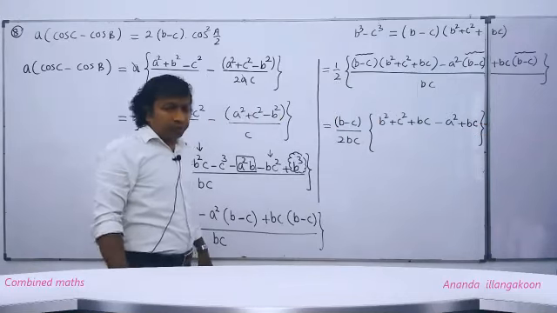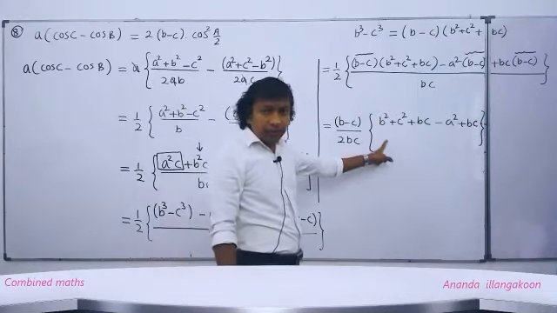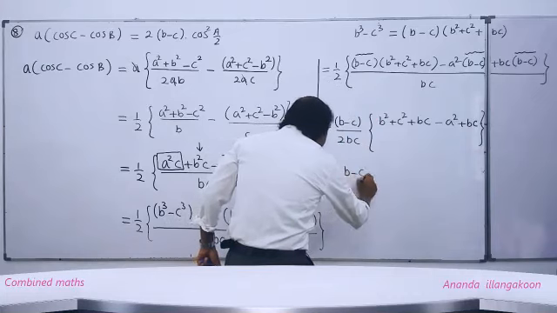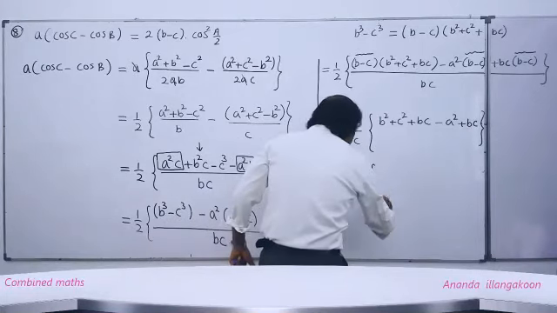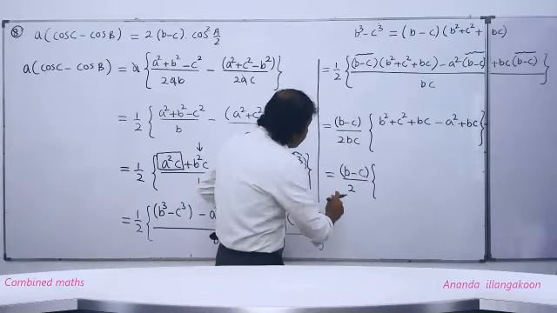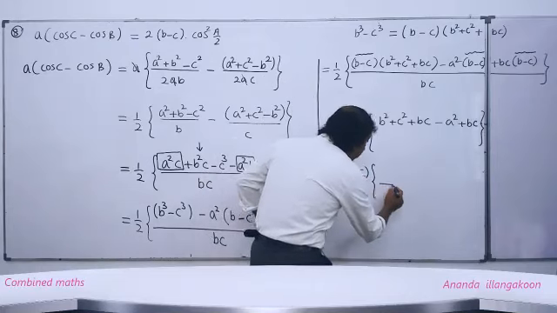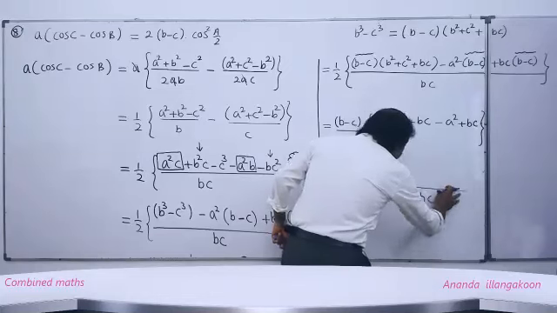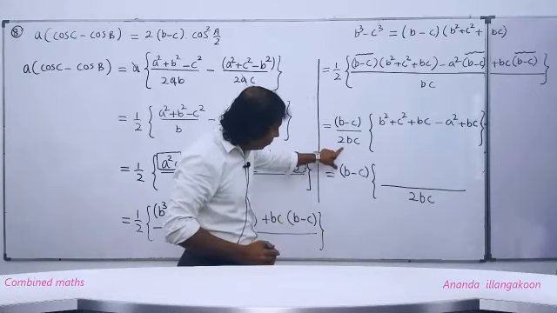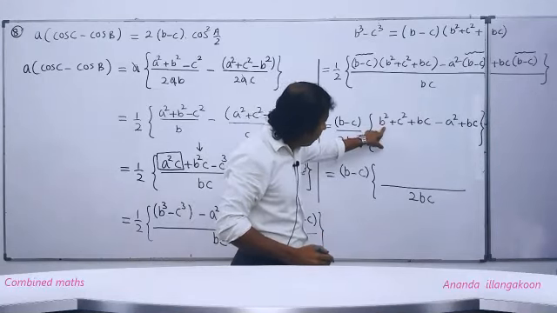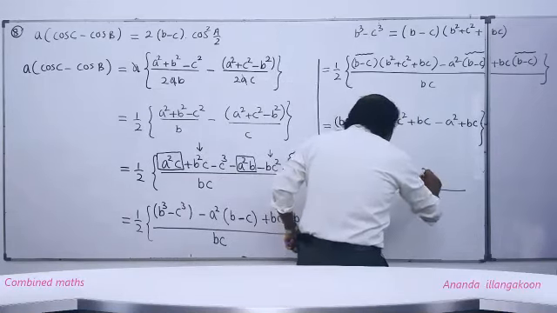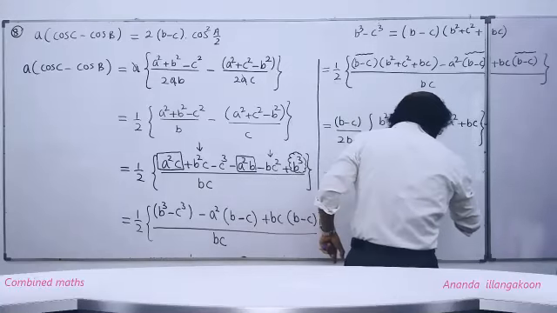Now you can see, I bring this 2BC inside the bracket. Here is BC and this BC I add. So we get B minus C divided by 2BC. I took these 2BC inside the bracket. Now here we have B squared plus C squared minus A squared. And here BC plus BC is 2BC.